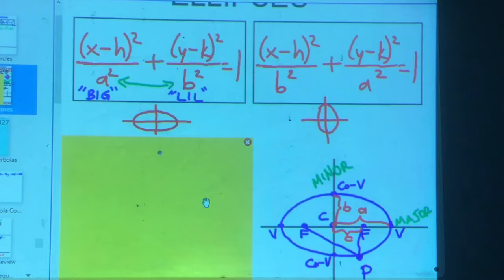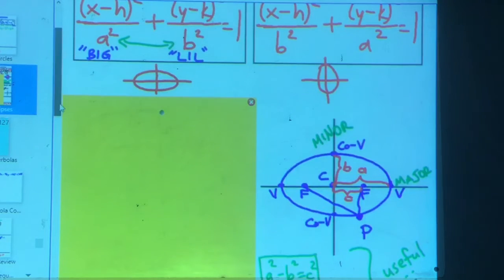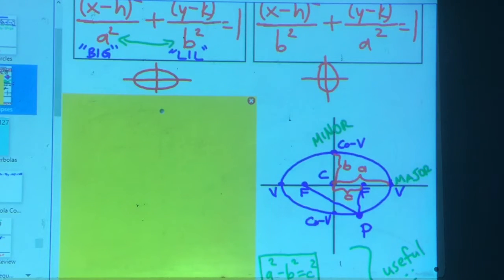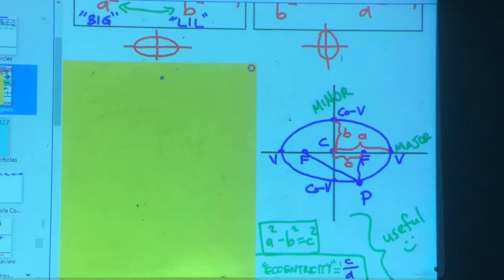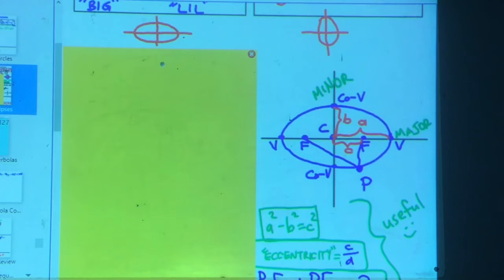Notice also the major axis contains all the good stuff, the vertices, the focal points, and the center, whereas the minor axis is the shorter one, and only contains the co-vertices and the center. Oh, and I do have 3 what I term useful add-ons to your notes here.